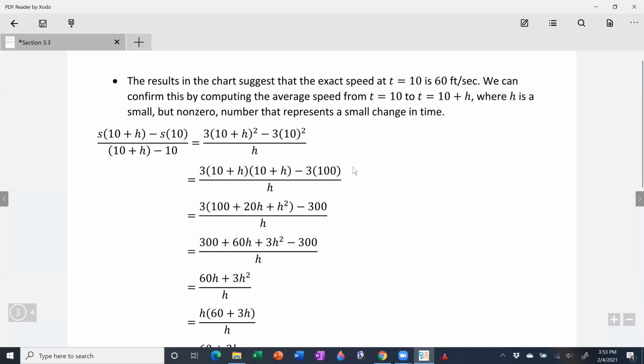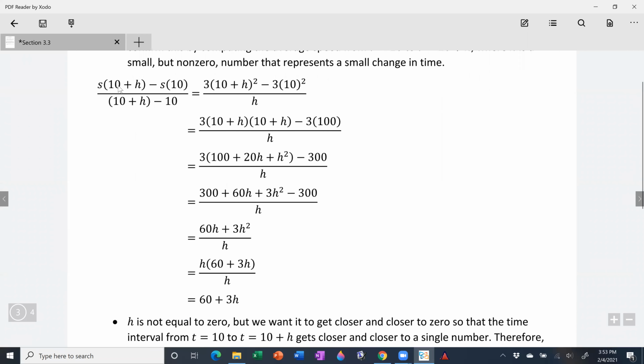Here's the algebra behind it, and I'll talk through this. If we did the average rate of change formula, this is f of b minus f of a over b minus a. And again, I said f, but whatever the function name is. So s of 10 plus h minus s of 10 over 10 plus h minus 10. If we work that out, we have to plug it into the function.